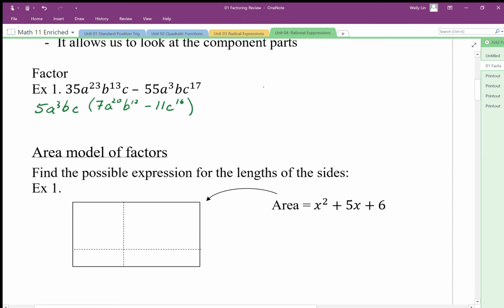So I'm just going to make a note here. Always factor the GCF first.